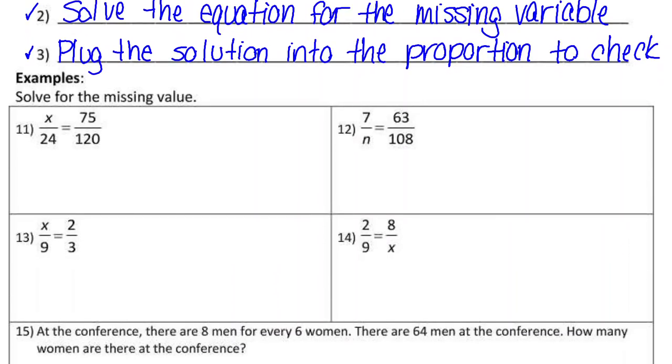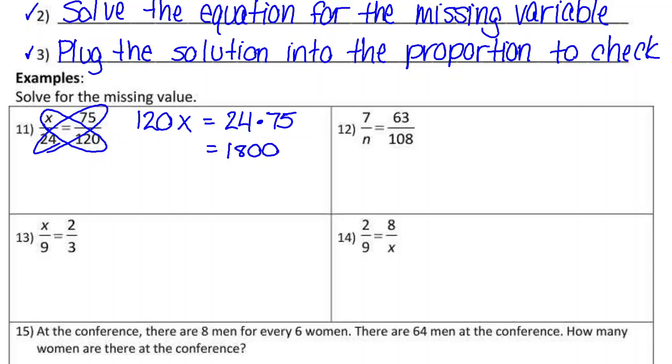So we're still going to do our cross multiply butterfly, but I'm going to start with wherever the variable is in this problem. So we have 120 times x, and we know that we can just squish them together to make multiplication. And then I have 24 times 75. I know that 24 times 75, I can use my calculator for this, and I get 1,800.